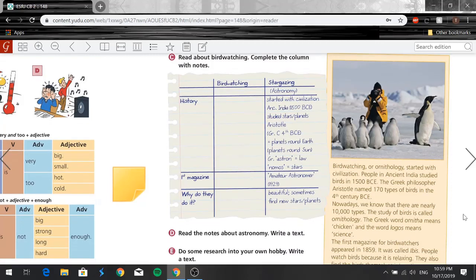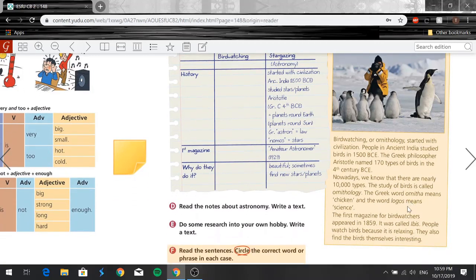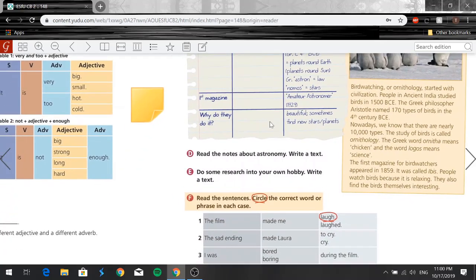We'll also say that the Greek word ornitho means chicken, and the word logos means science. Okay? First magazine, we'll say that it was Hobbies in 1859. Yes, it was called Hobbies in 1859. And why do people do it? Well, we'll say that because it's relaxing and birds are interesting. Okay? Now let's go to exercise D.